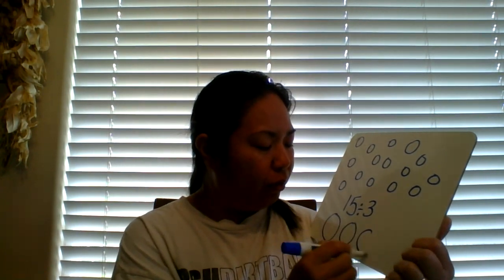I'm going to show that using equal groups. Here are the 3 people sharing 15 cookies. Remember, I'm going to take these cookies and I'm going to split it evenly between all 3 groups. Here we go. I'm going to stop when I get to 15. 1, 2, 3, 4, 5, 6, 7, 8, 9, 10, 11, 12, 13, 14, and 15.